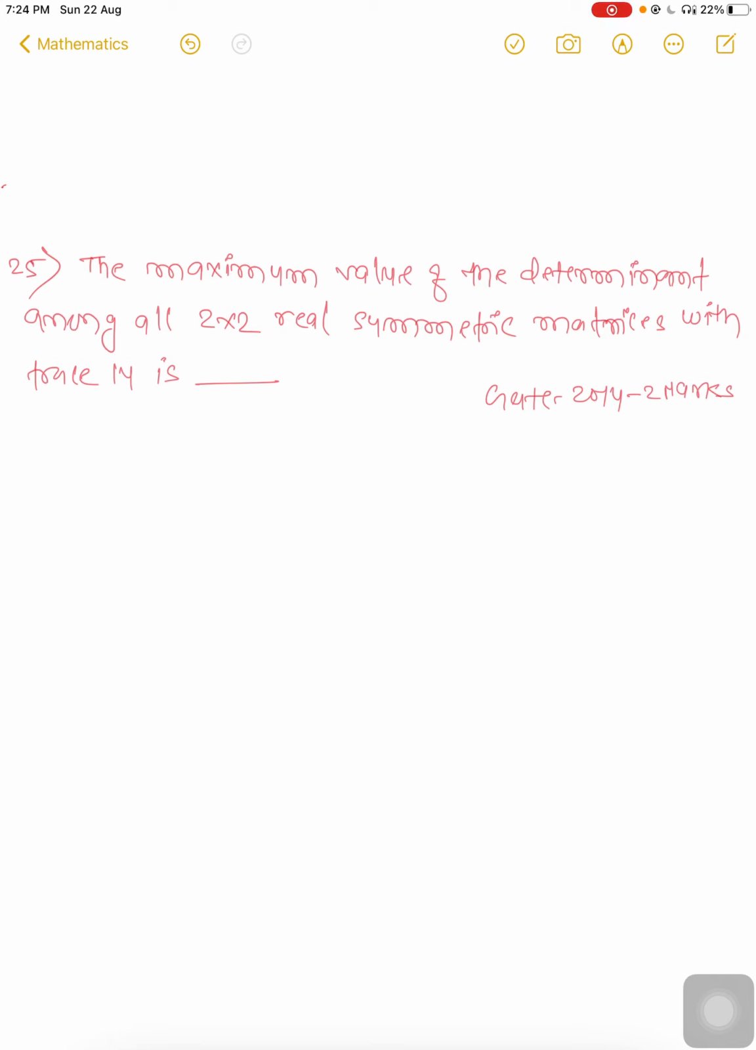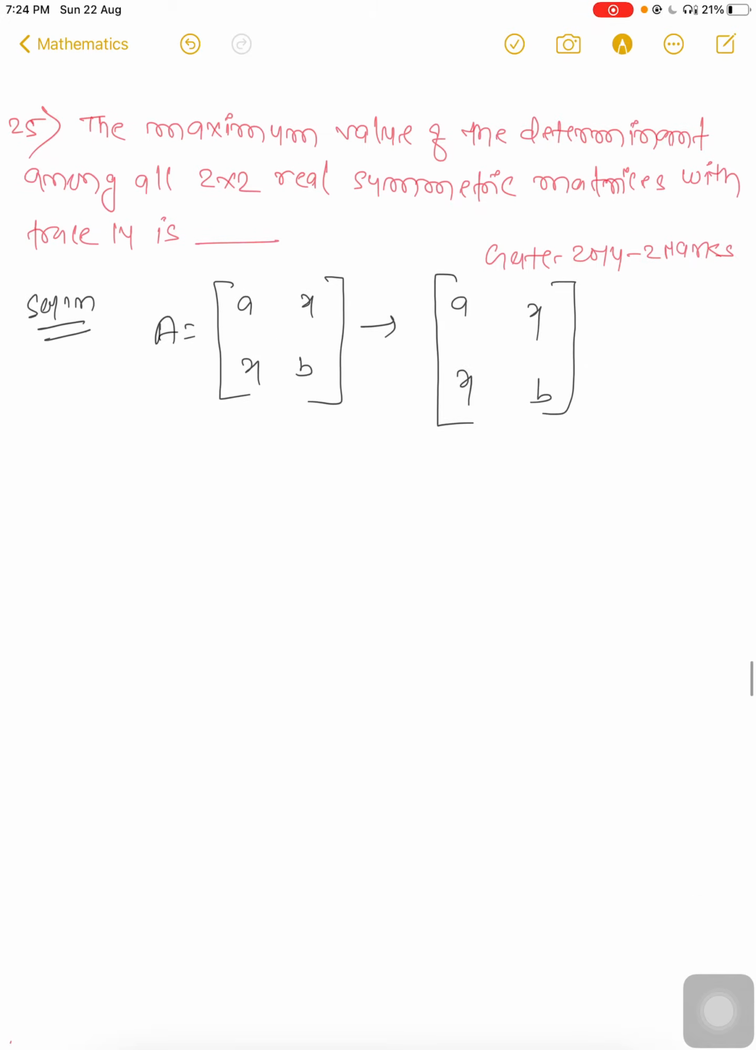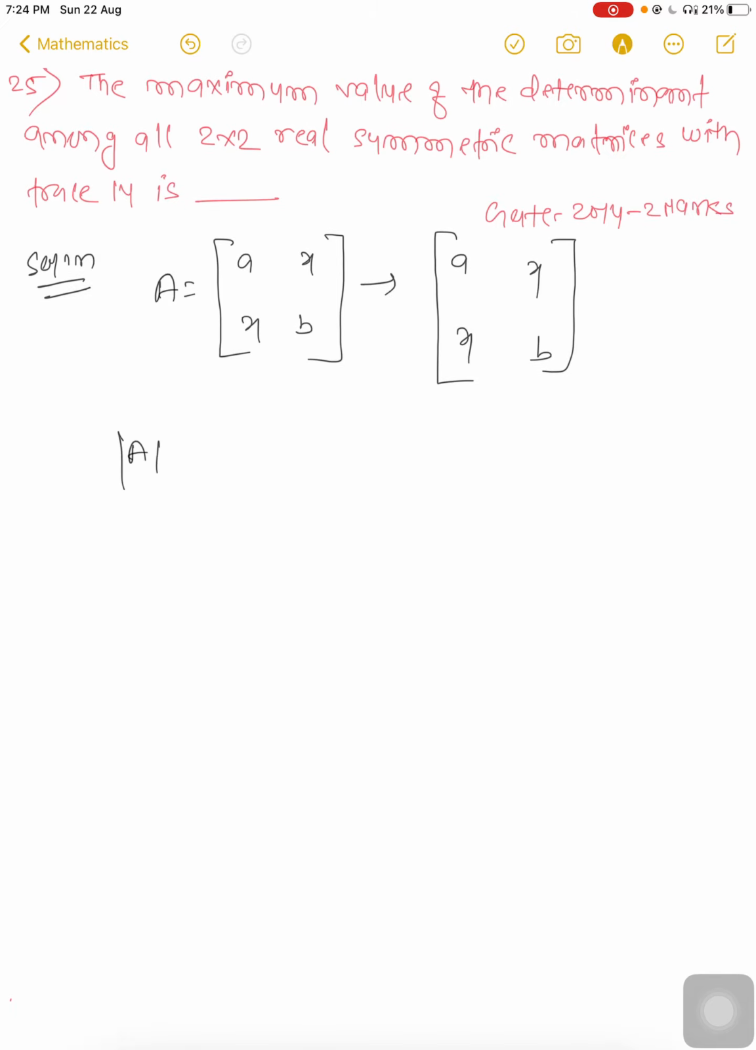The maximum value of the determinant among all 2 by 2 real symmetrical matrix with trace 14 each. See, trace 14 is given. Let us consider A matrix [A X; X B]. Maximum possible of determinant of a real symmetrical matrix. So it is a symmetrical matrix, because A X X B, the transpose will be the same.